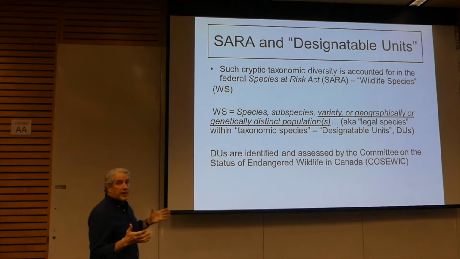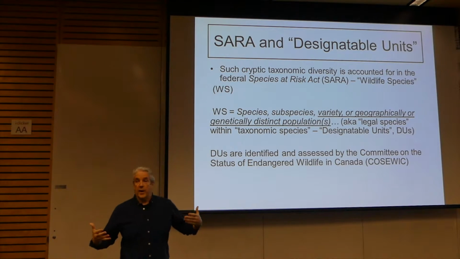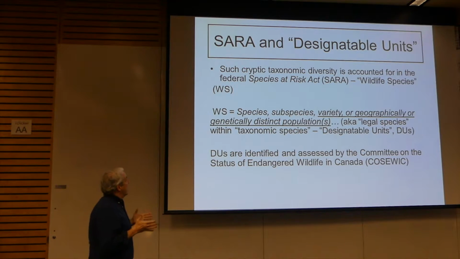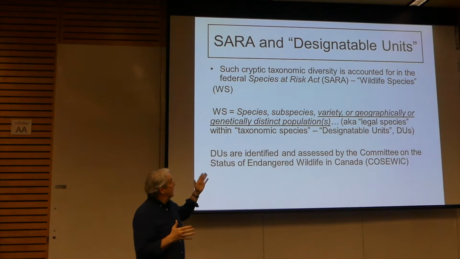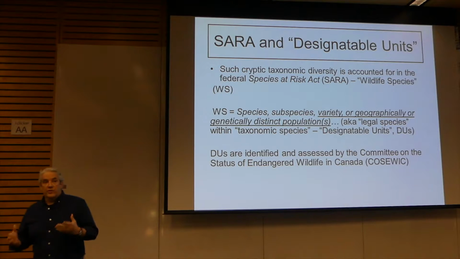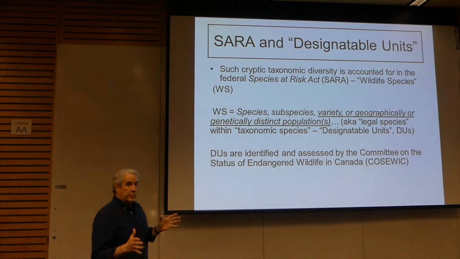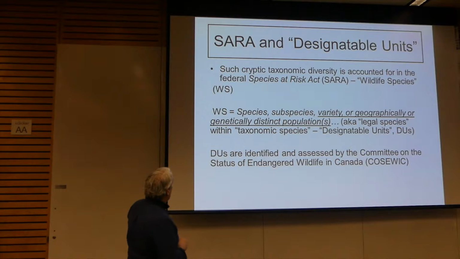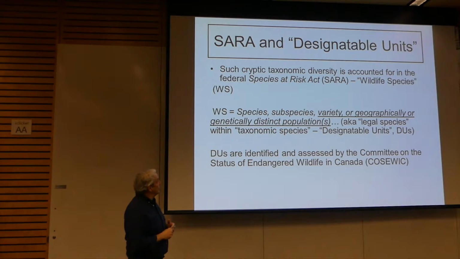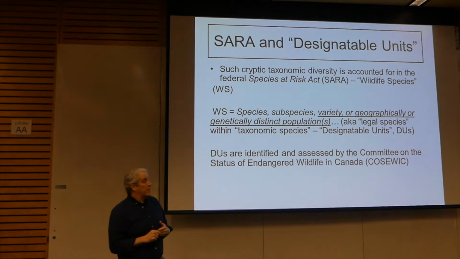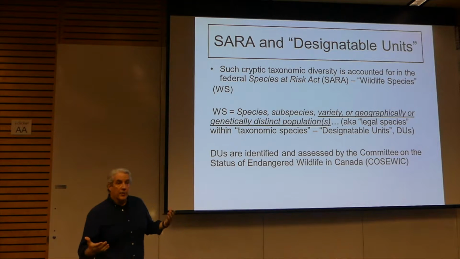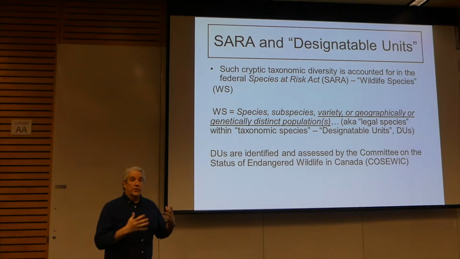So this cryptic diversity that I'm talking about, these distinct morphological and genetic types, all residing within a single taxonomic name, is accounted for in the Species at Risk Act under this definition, this term of a wildlife species. A wildlife species can include a taxonomic species, but doesn't have to. A wildlife species is a species, subspecies, variety for the plant types, or geographically or genetically distinct population or populations. And under SARA, under the law, they are species just as much as two things that have distinct names.